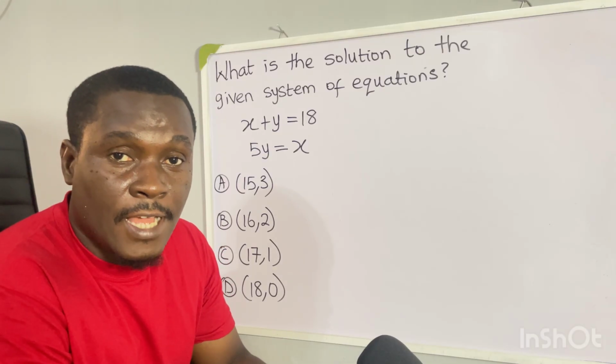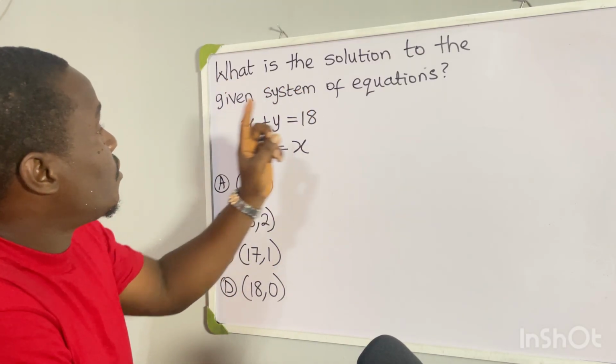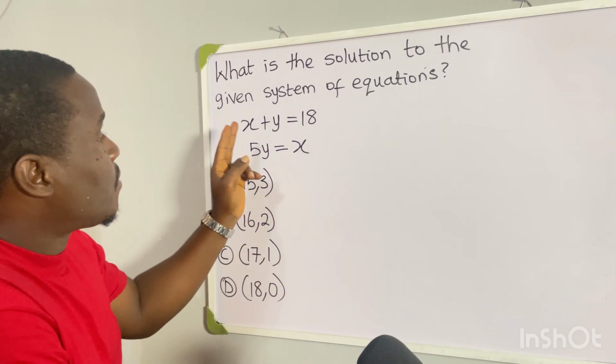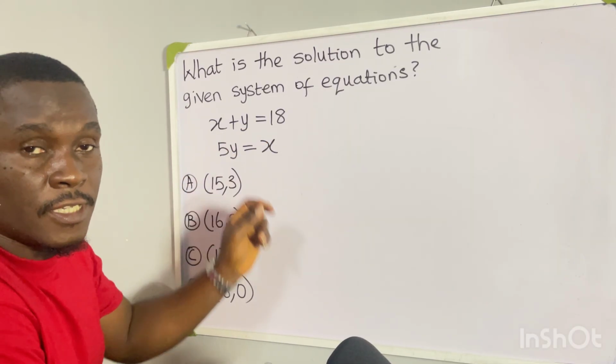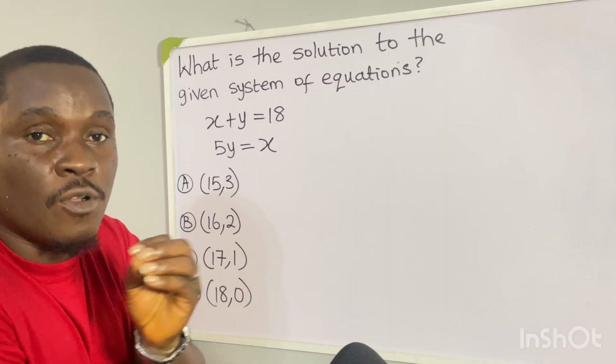Hi guys, let's look at this ASVAB practice question that we have here. The question says, what is the solution to the given system of equations? The equations are x plus y is equal to 18, 5y is equal to x. So this is a very simple ASVAB practice question involving system of equations.